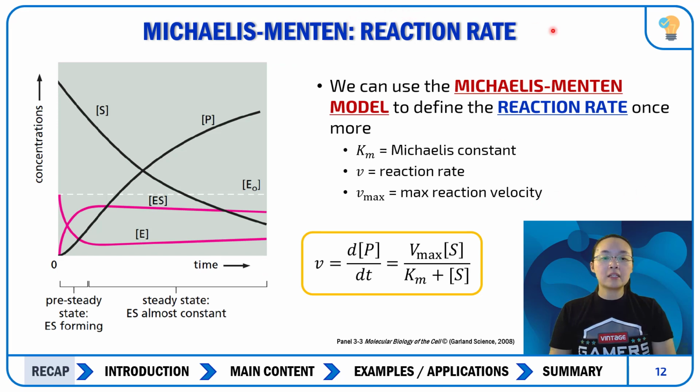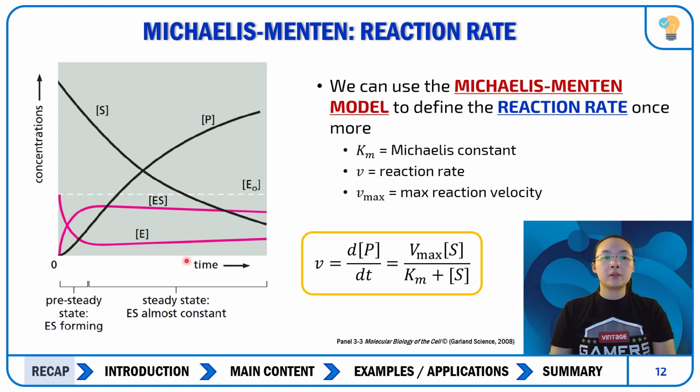So the Michaelis-Menten model basically defines the reaction rate. We have V being the reaction rate, being equal to the rate of product being produced, and that's equal to this expression over here, where you have the maximum reaction velocity times some sort of substrate concentration divided by the Michaelis constant plus the substrate concentration.